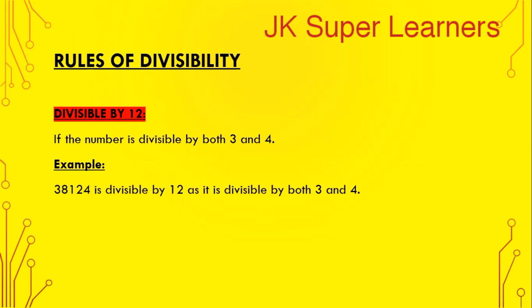And in case of 4, a particular number is divisible if the last two digits of the number is divisible by 4. So last two digits of this number is 24 and 24 is divisible by 4. So this number is divisible both by 3 and 4. So it is divisible by 12.